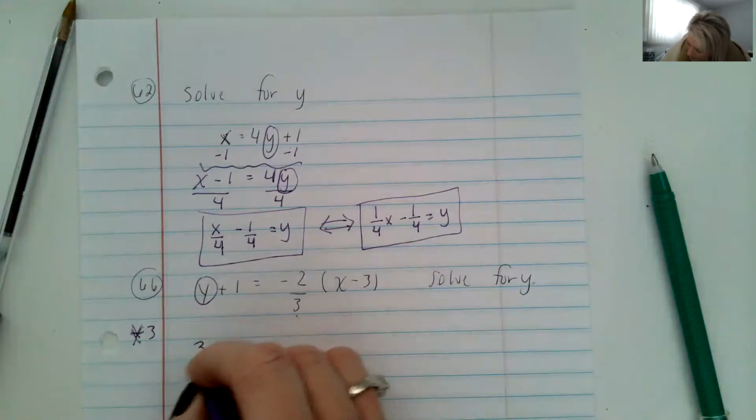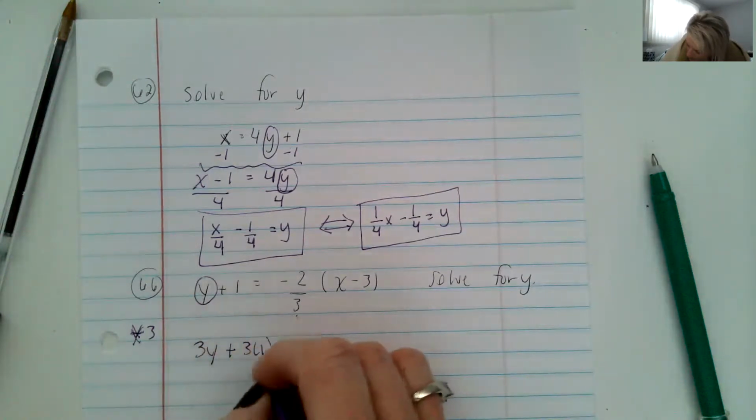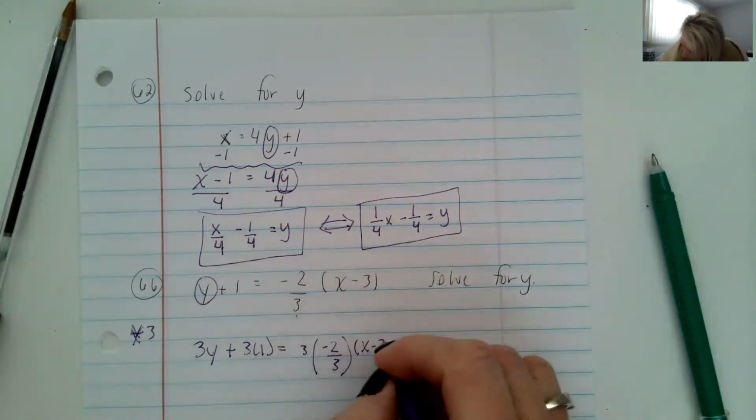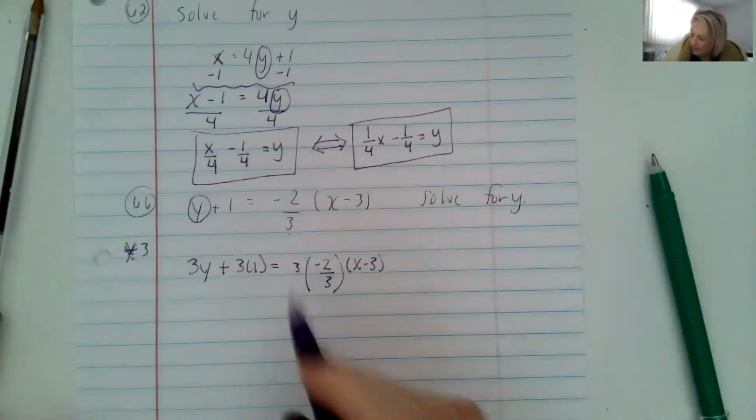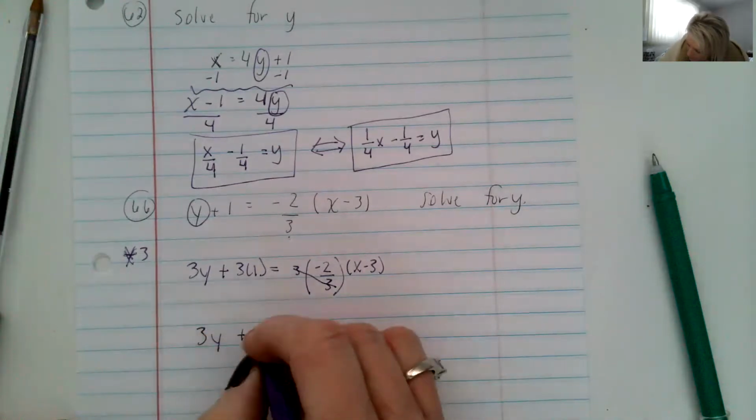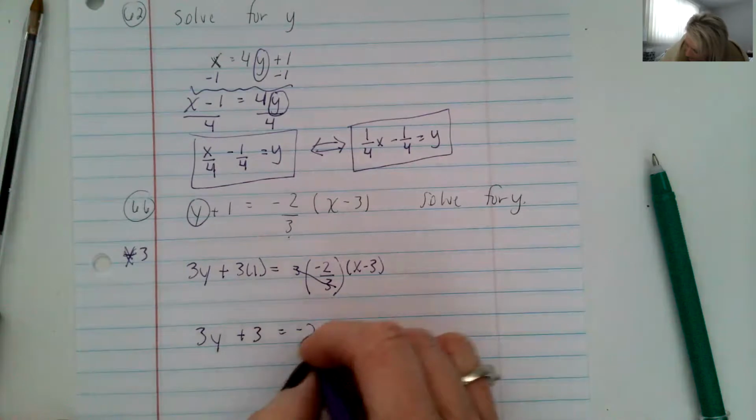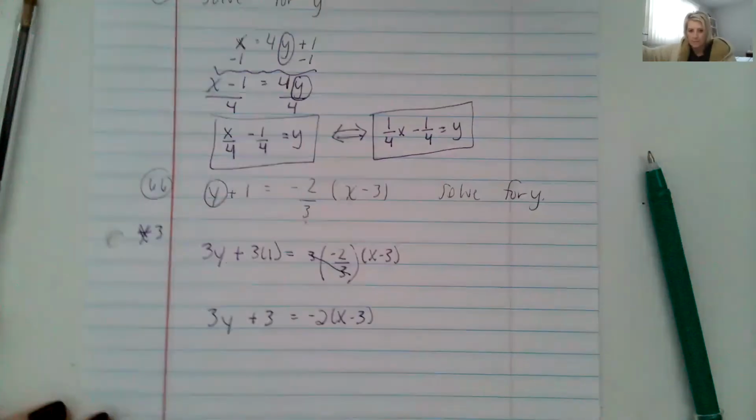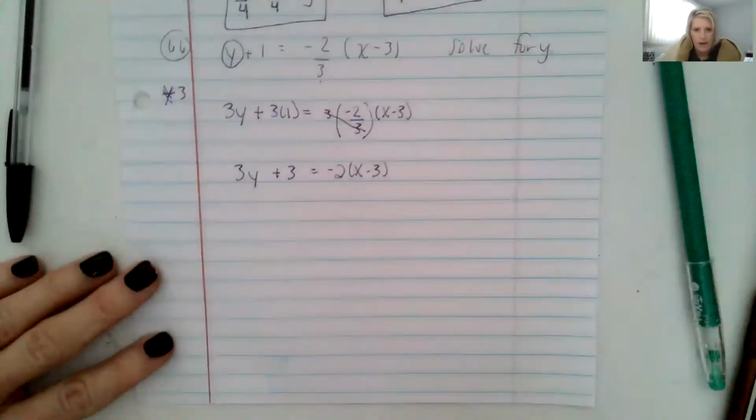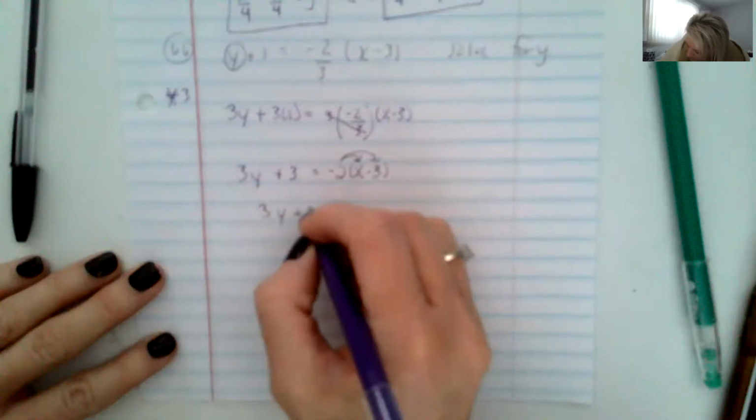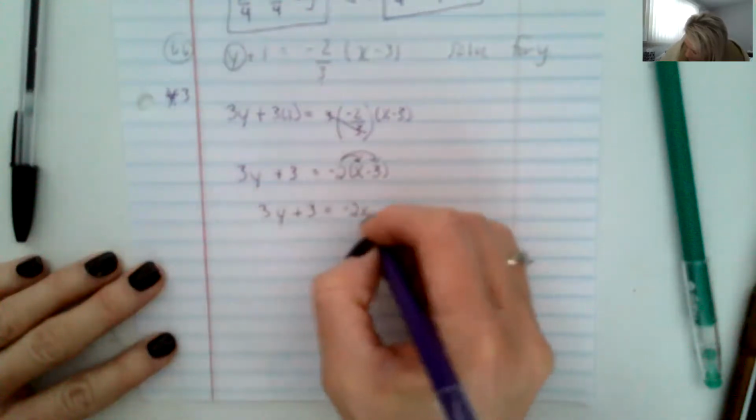So we're going to say 3 times y plus 3 times 1 equals 3 times the negative 2/3 times x minus 3. And that's one big multiplication, so it cancels out there. So we have 3y plus 3 equals a negative 2 times x minus 3. Make sure we use our distributive property before we combine like terms. 3y plus 3 equals a negative 2x plus 6.